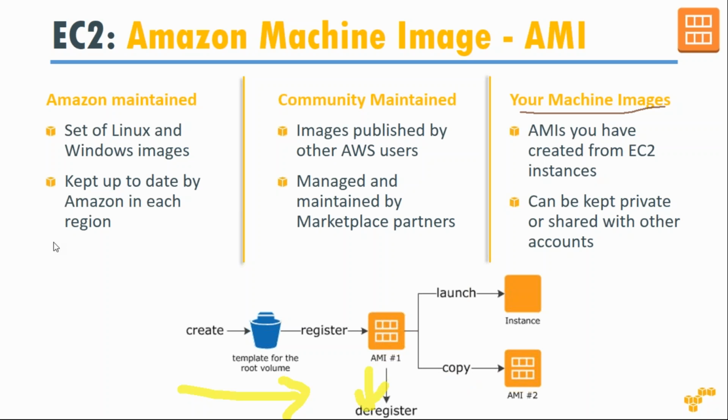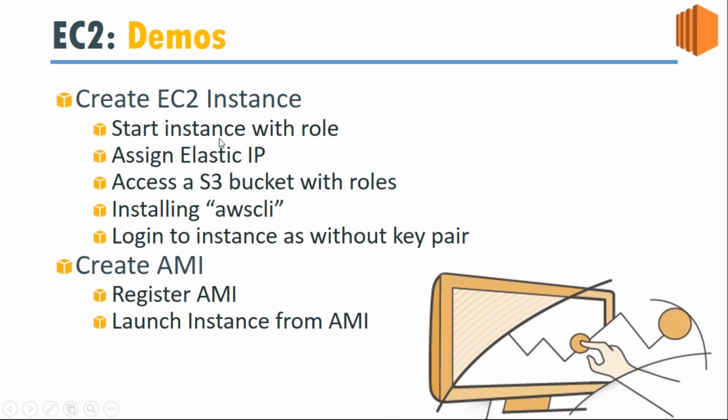Let us see how to do this in a real-world scenario. That is what we are going to see as a demo right now. In this demo, I have listed two items. If you remember, yesterday we started an instance with a role. We assigned an Elastic IP and accessed the buckets, and also accessed them through the Amazon CLI. So I'm going to spend time on the creating-AMI part now, and let us go ahead and do that.